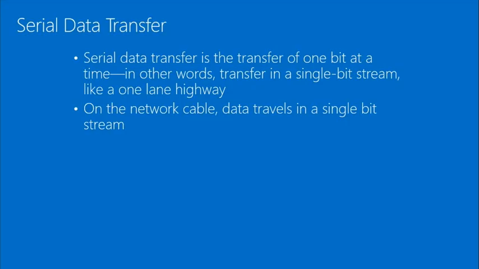Okay, so next up, serial data transfer. So how is information basically transferred, or a method of transferring data across the wire? One way is serial data transfer. And what this refers to is the transfer of information 1 bit at a time. Very similar to a single lane highway. So as cars get on the single lane highway 1 at a time and go to their different destinations. On a network cable, the data travels in one specific direction in a single stream.